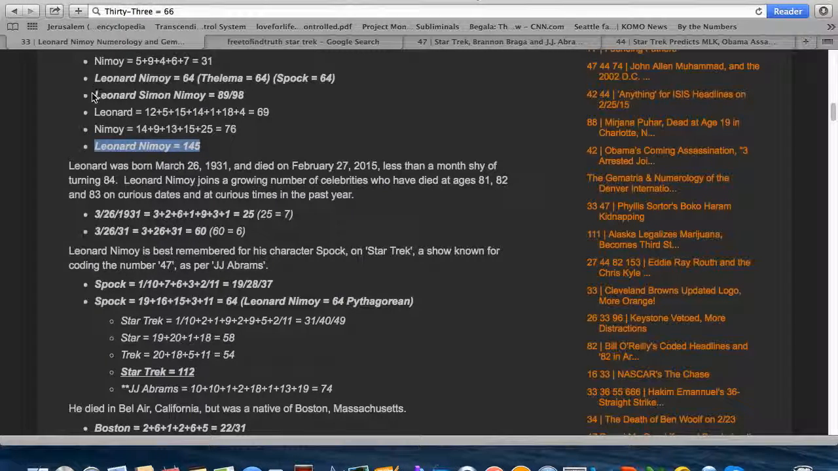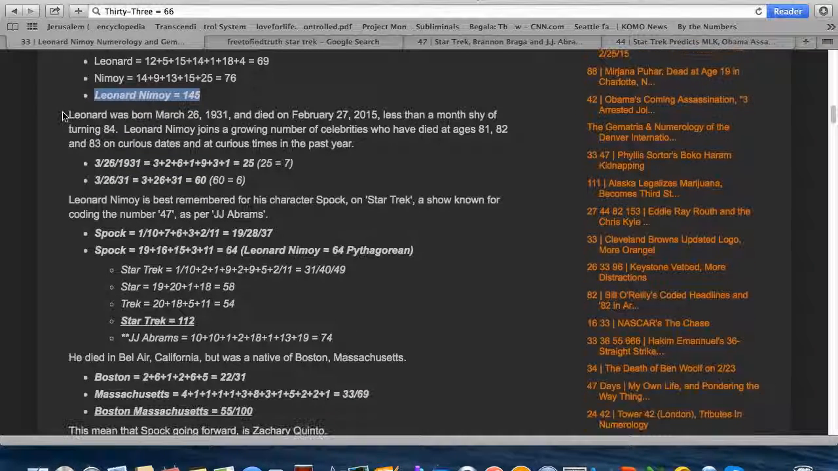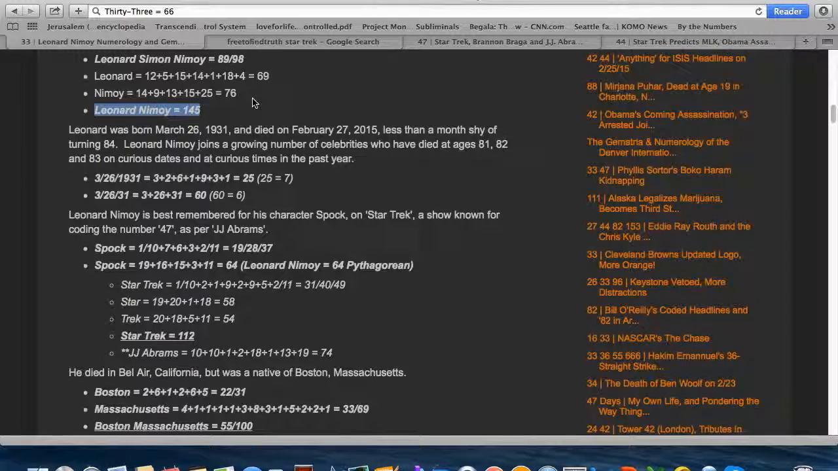So all these celebrities who are dying have similar connections in numerology, in the years their careers started, and so on. The numerology of the date he was born on is 25, which reduces to 7 in numerology. 2 plus 5 is 7. The other method, it's a numerology of 60. 6 plus 0 is 6. So these are his life numbers, 7 and 6. The name Nimoy is 76.